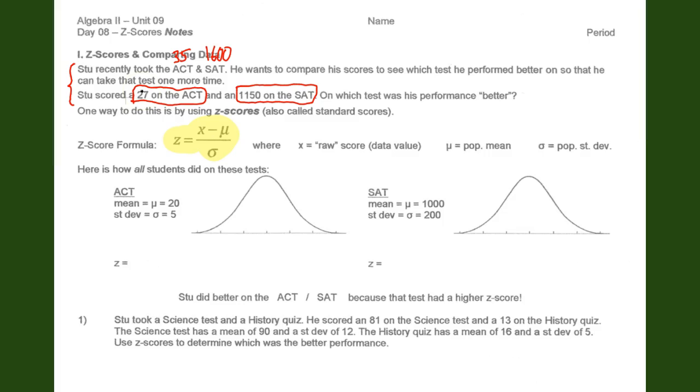Well, what we can do is convert them both to z-scores, and then they'll be on the same scale, and you for sure can tell which one is better, which one is worse, based upon which z-score is higher. So that's one of the main reasons we like z-scores, and we like that normal curve, because it puts everything on the same scale.